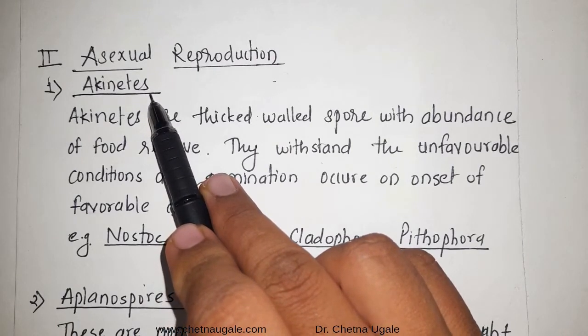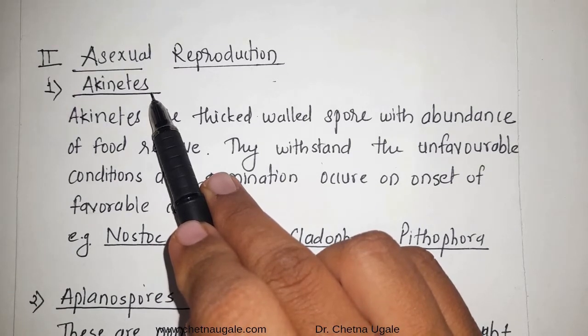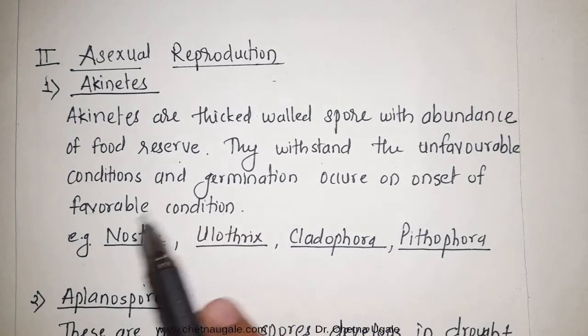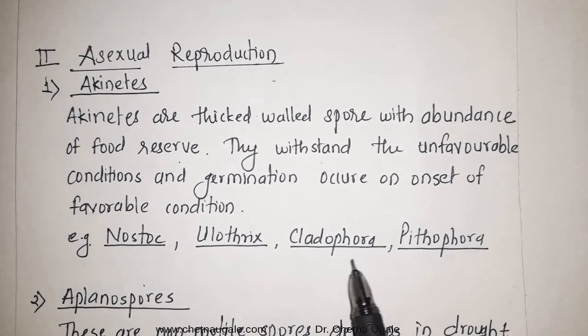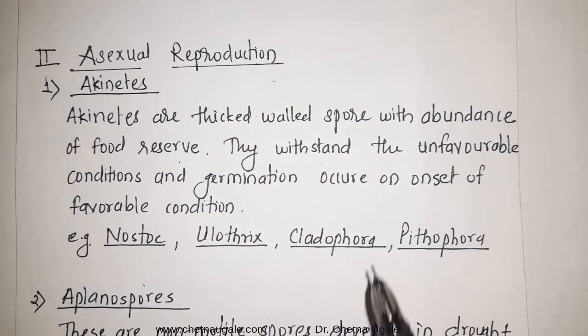We can say that the akinet type of spores remain inactive in the unfavorable condition. Inactive means it remains as it is. And on the onset of the favorable condition, it germinates, and as soon as the akinet germinates, it develops into a new plant body. The examples are nostoc, ulothrix, cladophora and pithophora. Yes, there are some more examples of the akinets.